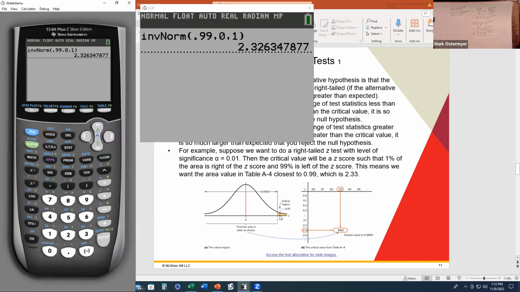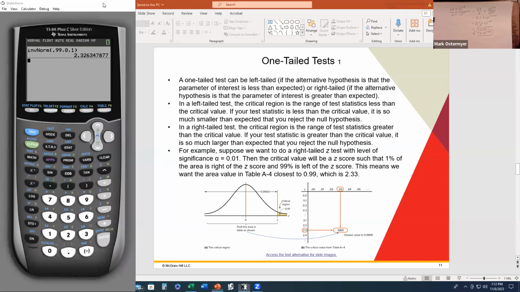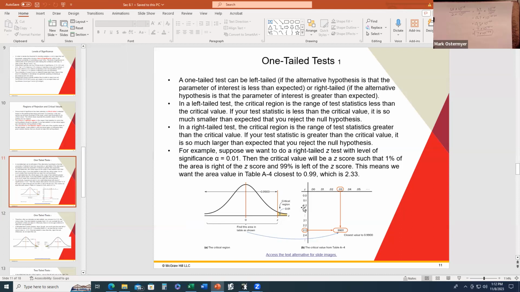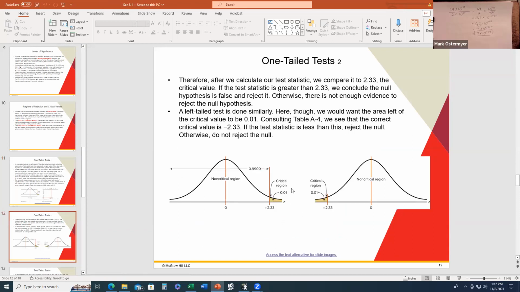for a hypothesis test. If you're testing at 1% level of significance, that means the area in the upper tail of the standard normal distribution would be 1% of the entire area of the curve, and then 99% of the area would be below that. Okay, so that's how we find our critical z-value for an upper tail or a right tail test. A left tail test is done in a similar way.